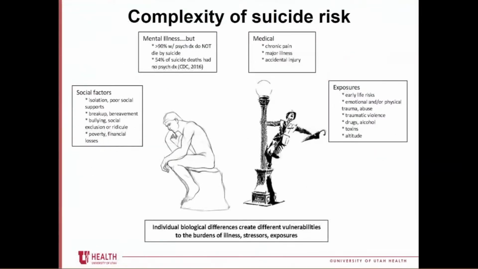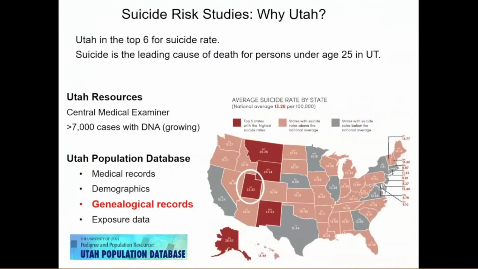It's worth saying that we really understand that suicide risk is very complex. What we really believe is going on here is that individuals may have a biological predisposition to be more vulnerable to the many types of environmental stressors that could predispose them to increased risk. So in our work, we're looking at genetic factors, but also trying to take into account many of these environmental risk factors. Well, why would we want to do this in Utah?